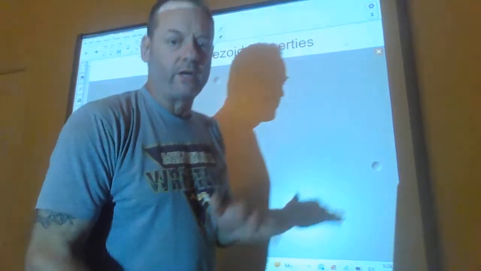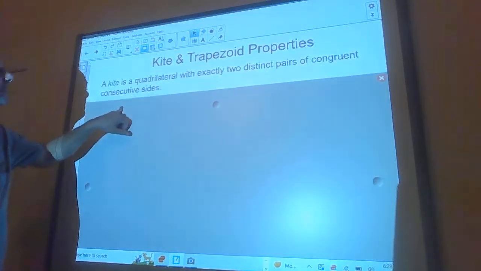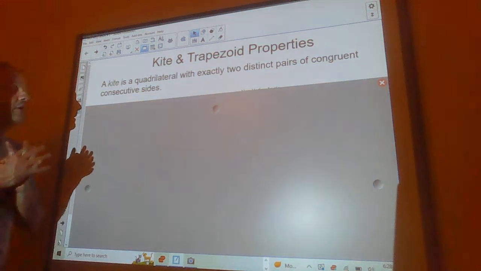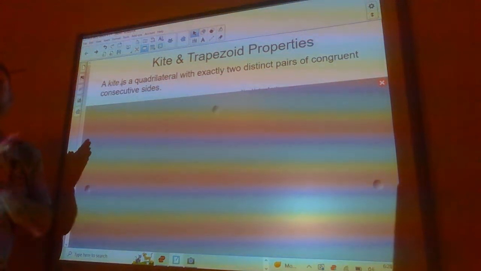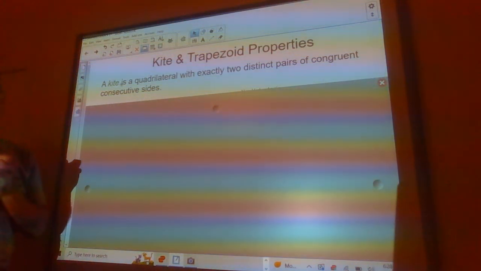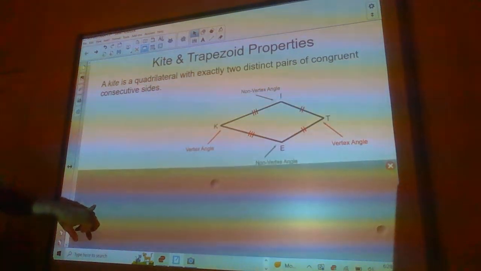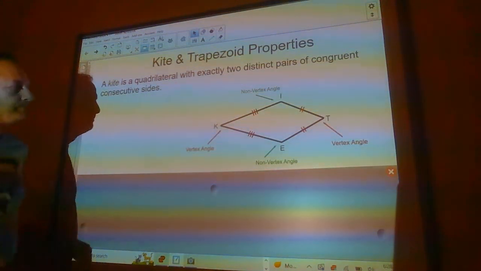Hi, everybody. Today we are talking about kites and trapezoids, and their properties. So first we're going to start with a kite. A kite is a quadrilateral, so it's got four sides with exactly two distinct pairs of congruent consecutive sides. So a kite looks like this.